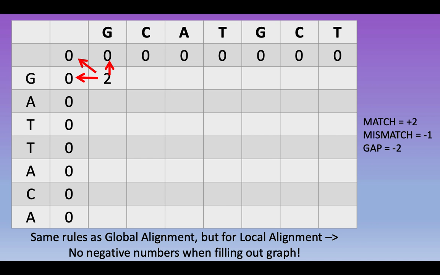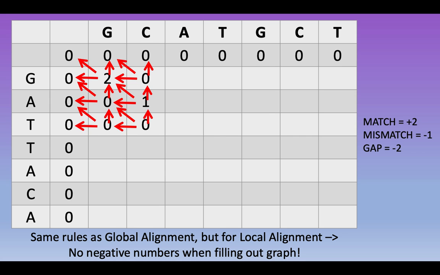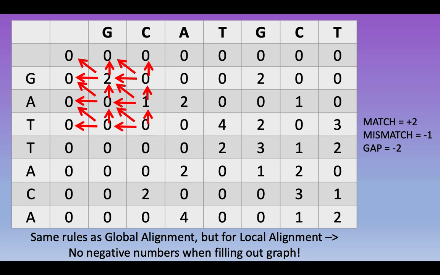So basically it's the same rules as the global alignment, but no negative numbers when filling out the graph. So as I go through, if 0 is the best number, higher than any of the other scores, I'm just going to put a 0 in that position, right? And I'm just going to continue to go through and fill out this path, and what I'm going to end up with is a graph that is going to allow me to trace back without any negative numbers, right? And every single one of these zeros then can be a starting place.